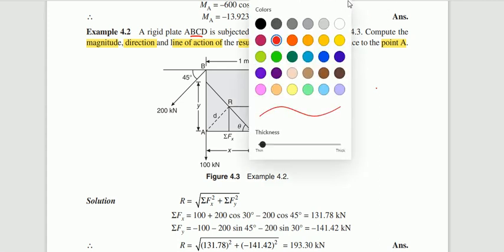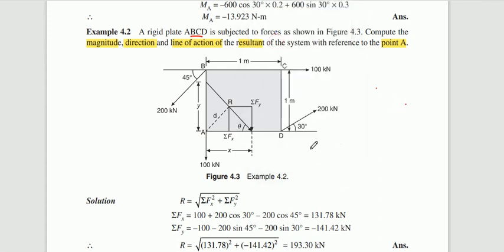Before starting the problem, what you have to do is resolve the forces. Here 200 is an inclined force, and what is the horizontal component of this 200? 200 cos 30 is the horizontal component, and 200 sin 30 is the vertical component. Similarly, here another inclined force is there, again 200.